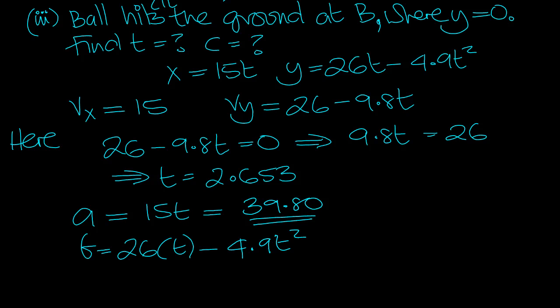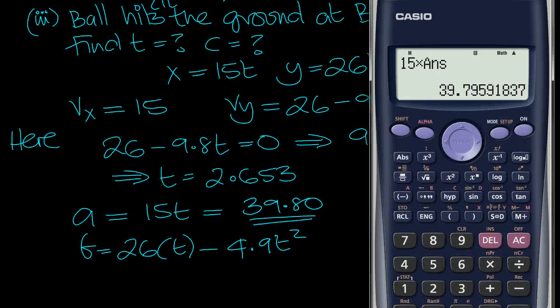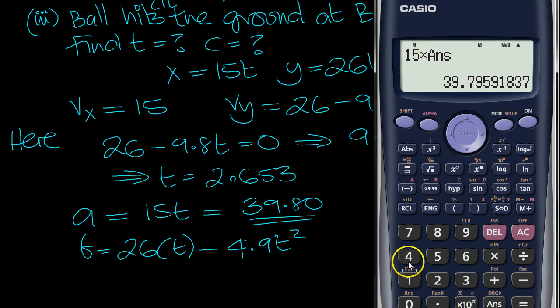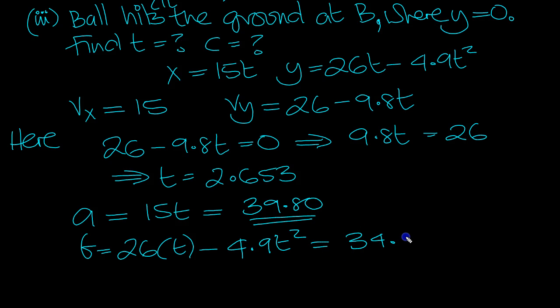B, 2.653, so I use 2.653, that should do. 26 times 2.653 minus 4.9 times 2.653 squared equals 34.489, so it's 34.49.